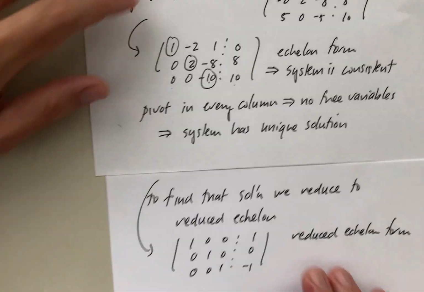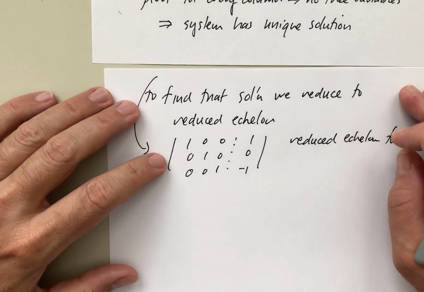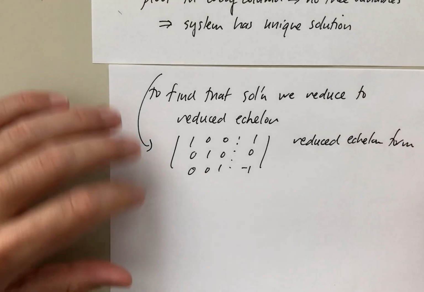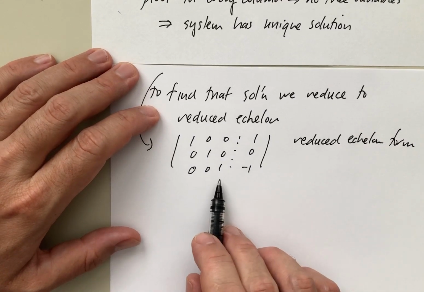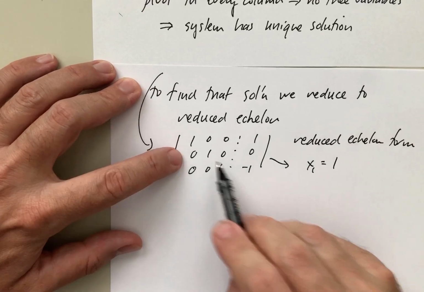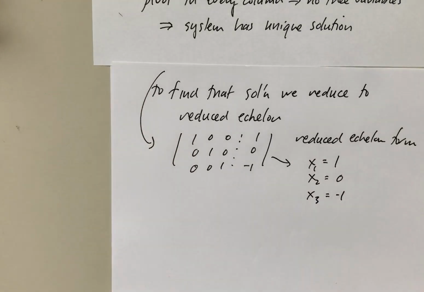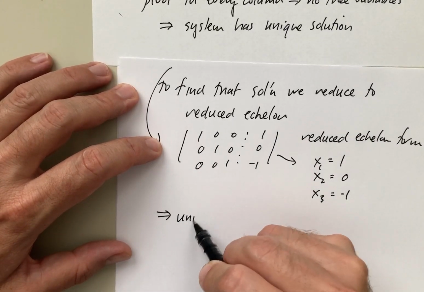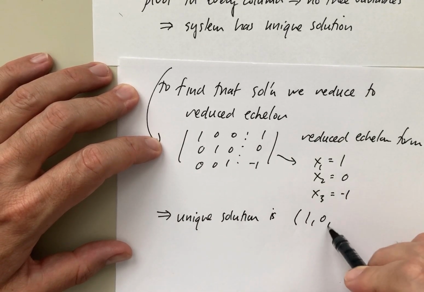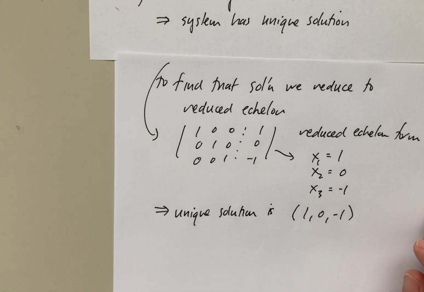And what is this telling me? This is the whole idea: reduced echelon form is the best, most convenient way to describe your system, in the sense that you can read off solutions. This is literally just saying that x1 equals 1. That's the first equation. The second equation is saying x2 equals 0. The third equation is saying x3 equals minus 1. So there you go, that's the solution. The unique solution we usually write as (1, 0, minus 1), with x1 first, x2 second, x3 last.